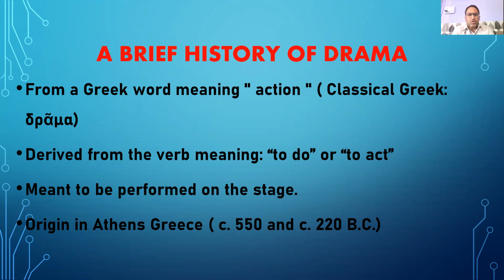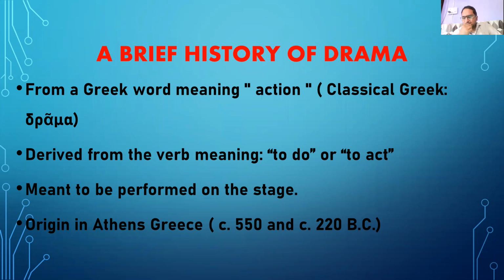If you go by the meaning, to do or to act, it means that drama is something which is to be acted, which is not to be read. It is to be done, right? When I say to do or to act, it means that drama is not supposed to be read. It is to be acted on a stage. Like I have written in the third point on the slide in front of you, it is meant to be performed on the stage. Remember one thing: novel is to be read, poetry is to be recited, and drama is to be performed. It is to be acted on a stage.